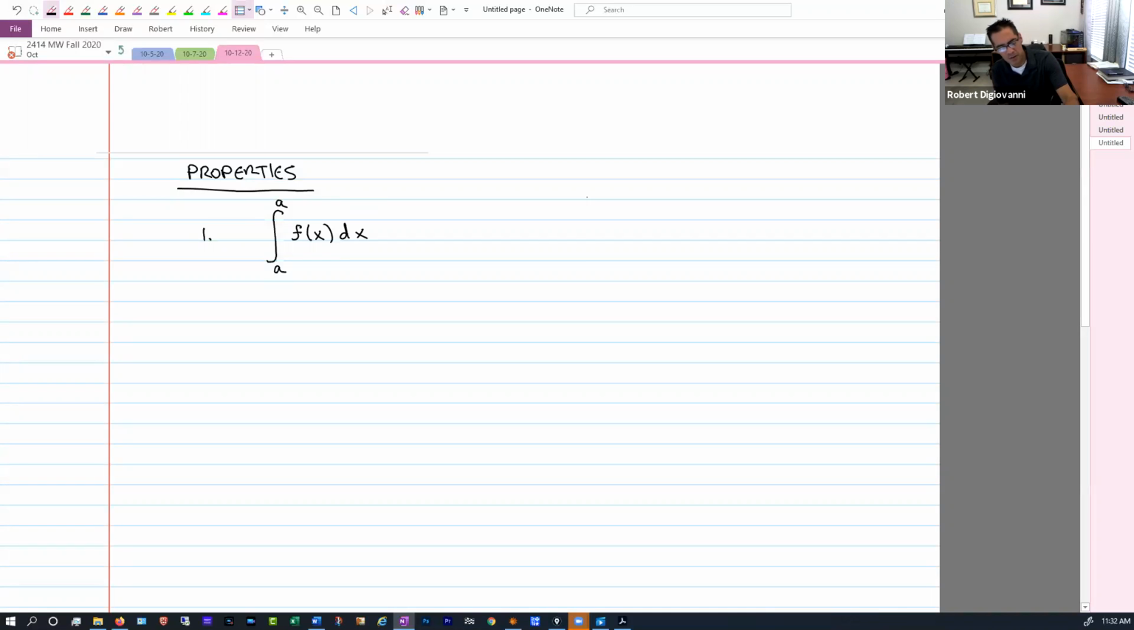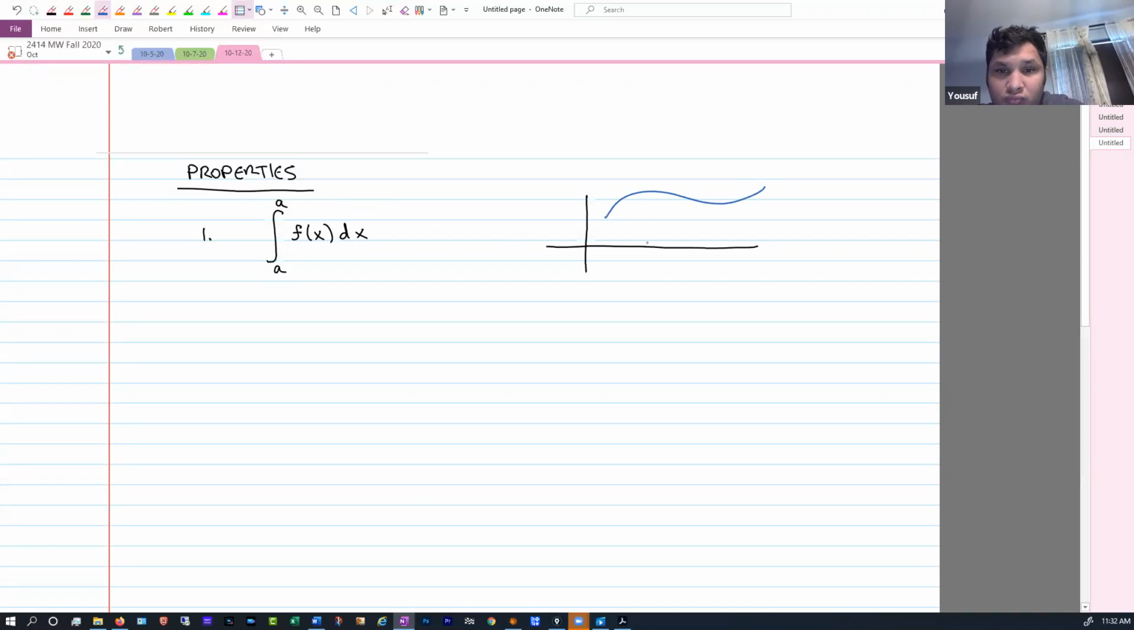Because this is asking you to look at a function, start at A and end at A, and find the area. Well, if you start at A and end at A, then you're only talking about a single line segment straight up, and a line segment does not have an area. You have to have some width. And so this should be 0. That makes sense?